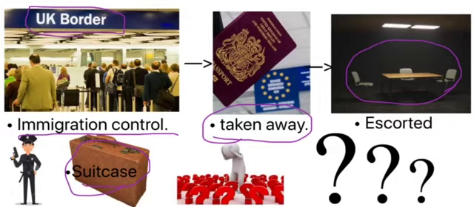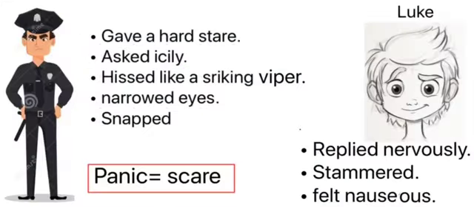Let's start with the next scene. Here you have the police officer. Look at his face. He has a hard stare, narrowed eyes, and he's so serious. And if you look at his eyes, you're going to feel scared. And here's Luke, who's now in the interview room, waiting for the rush of questions that is going to come from this security officer.